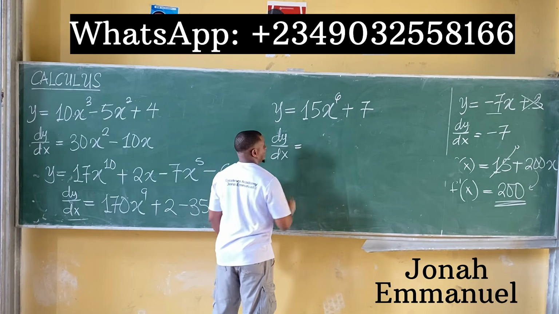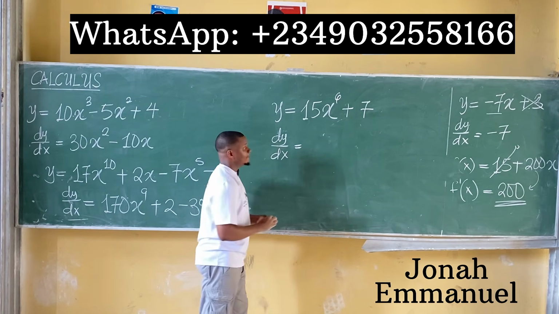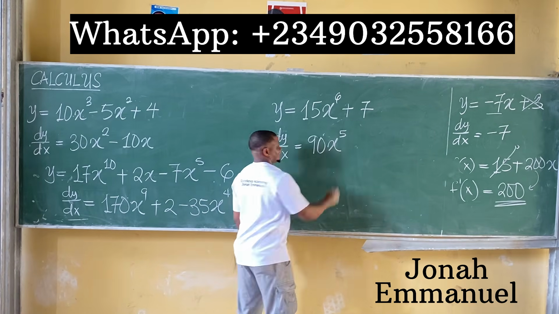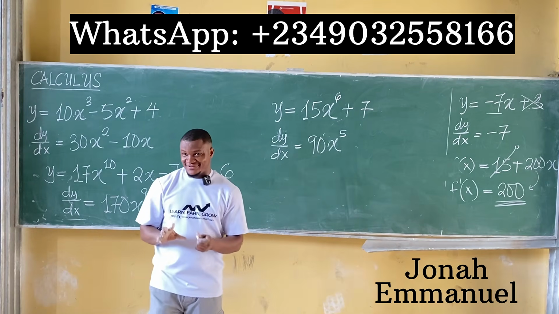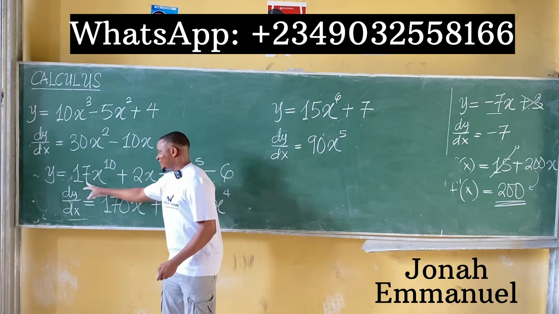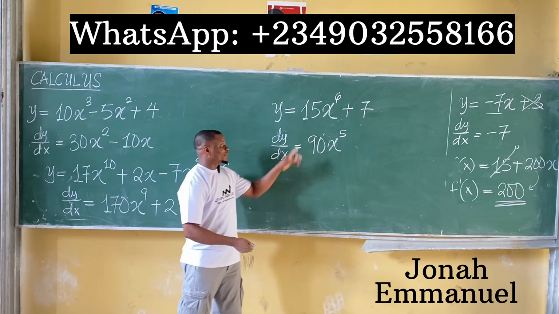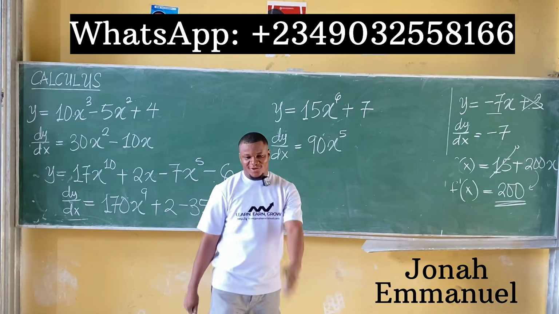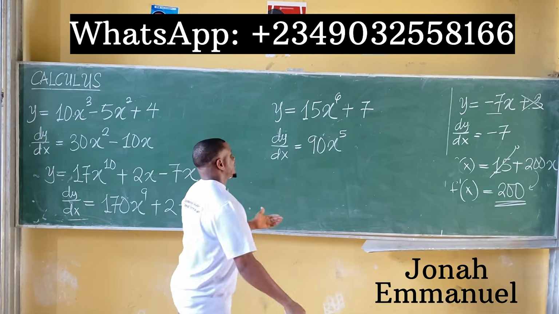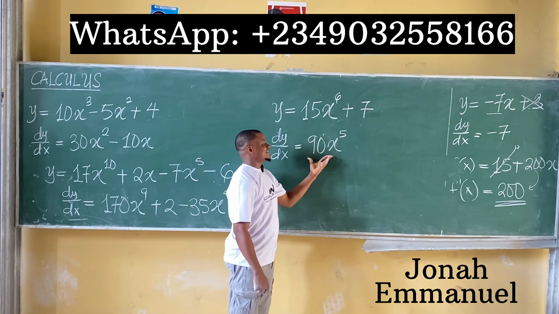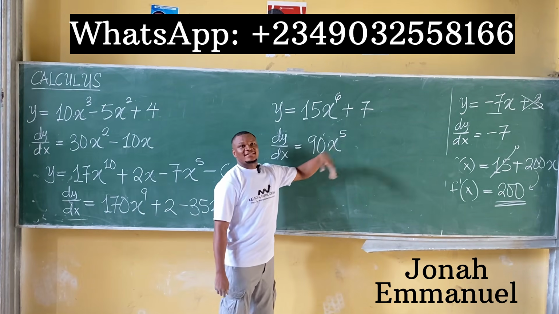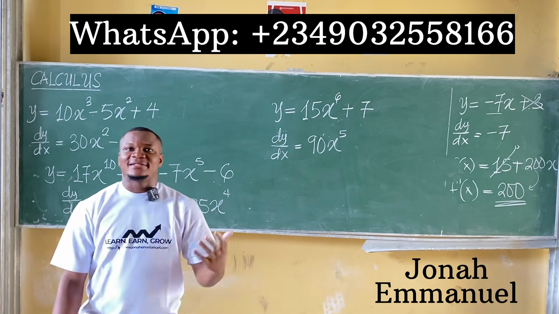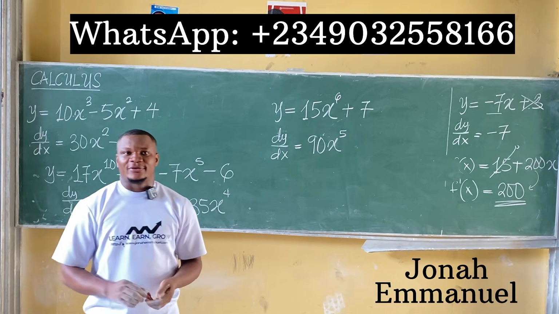Dy dx here, what do you have? 90x to the power what? So you observe that the numbers have now reduced. When I was using 17 and 10, 170x, now I've given you 15 times. You don't know what to say again. You've kept quiet. No problem. All right, so simple concept, please. This times this, 90x to the power 5, constant 0, the term goes off. All right, so if this is taken, let's look at the next method.